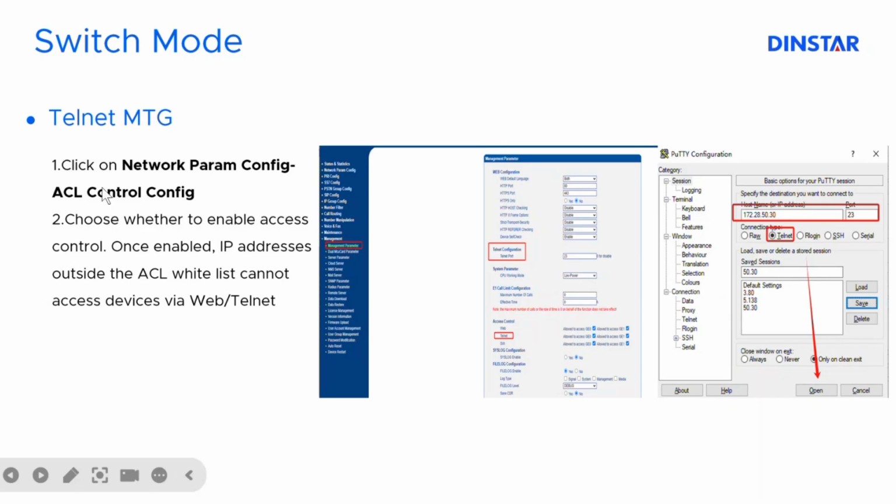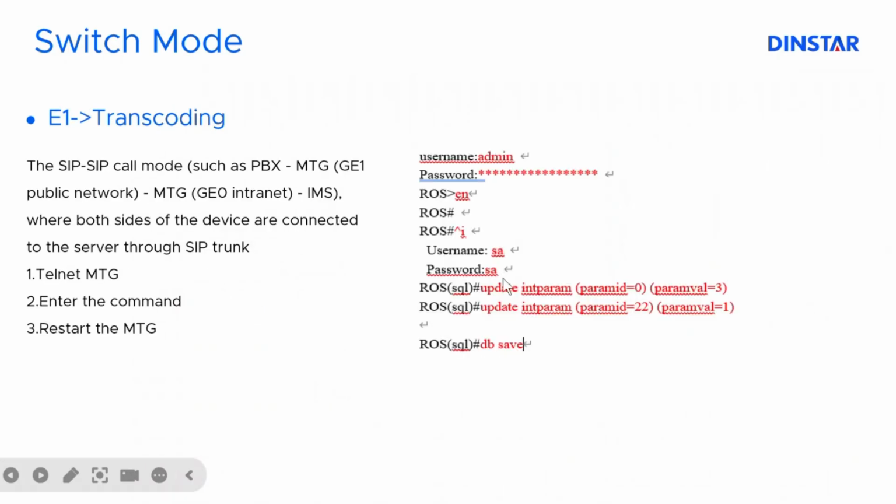Our MTGs have a lot of modes, like the E1 mode or transcoding mode. So you can use tools like PuTTY. PuTTY, I just use to log into the MTG command line. We can switch modes via telnet or SSH, by modifying the parameters in the database.